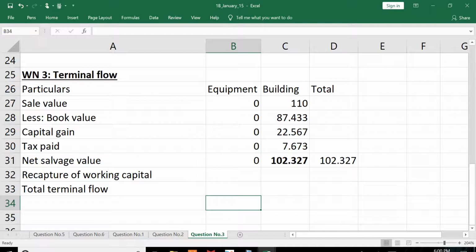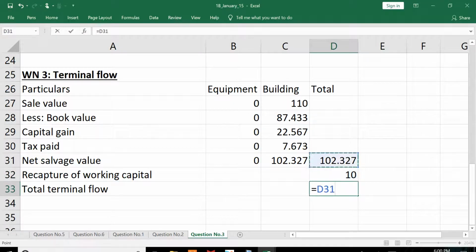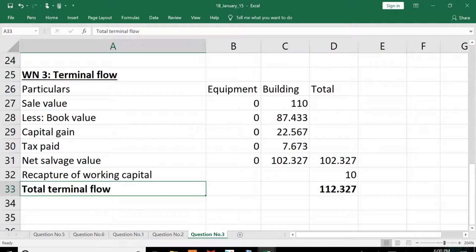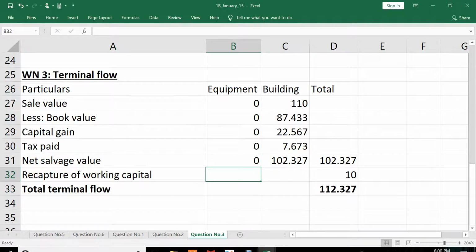See, it's with an assumption that you sell the building at 110. If somebody says, I am not going to sell it, that's their wish, because they may find another use for this building. This is year 4. Sale value minus tax paid. Sale value minus tax paid. Plus or minus tax, it can be plus tax saved. If you are paying tax, you subtract it.